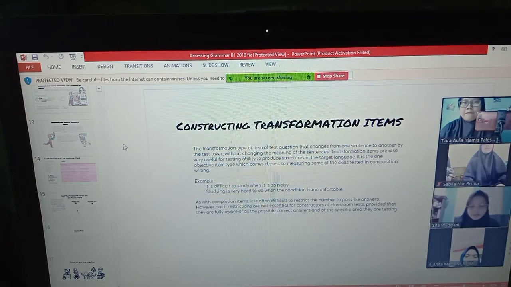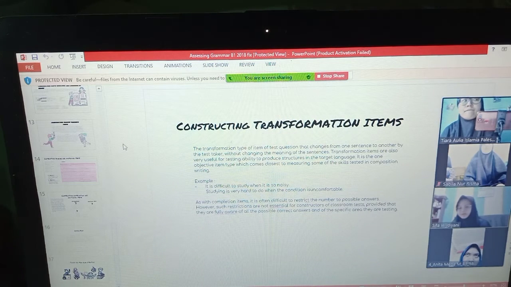constructing transformation items. The transformation type of item of test questions that change from one sentence to another by the test taker without changing the meaning of the sentence. Transformation items are also very useful for testing ability to produce structures in the target language. It is the non-objective item type which comes closest to measuring some of the skill tested in composition writing.